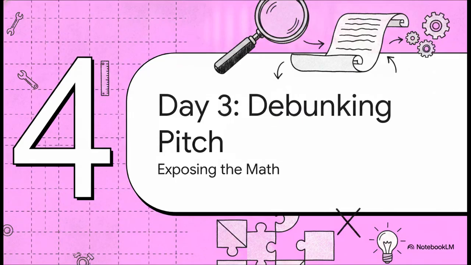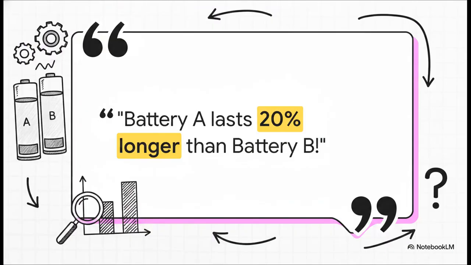Section 4. Day 3. Debunking the pitch, exposing the math. Just when the team thinks they have the whole shebang figured out, the pushy sales representative from PowerCell makes one last-ditch effort to save their sale. They throw out this quote, "Battery A lasts 20% longer than battery B. Don't settle for less runtime." And it's a very convincing sounding statistic. 20% sounds like a massive performance upgrade.